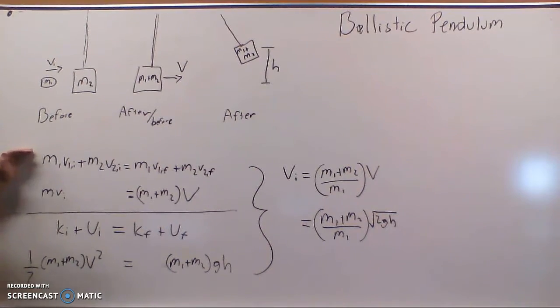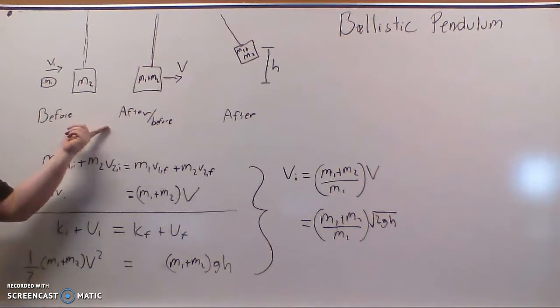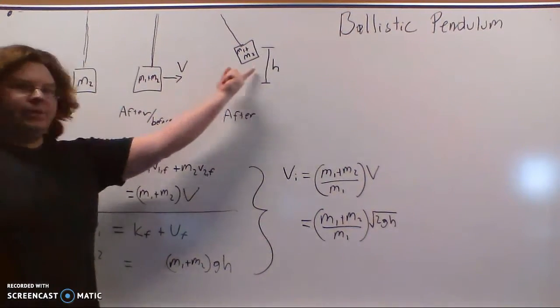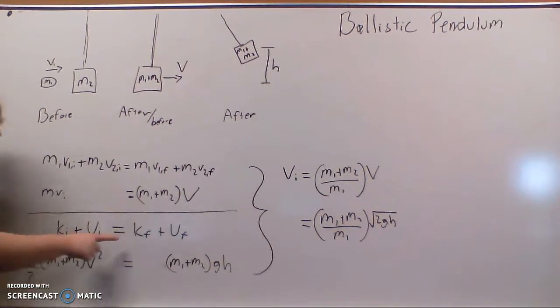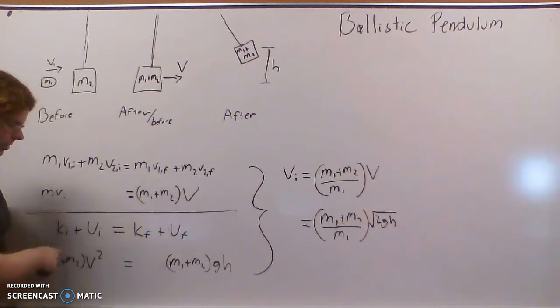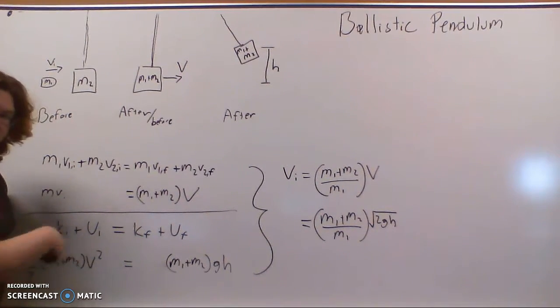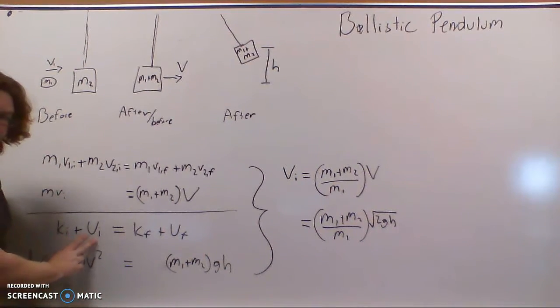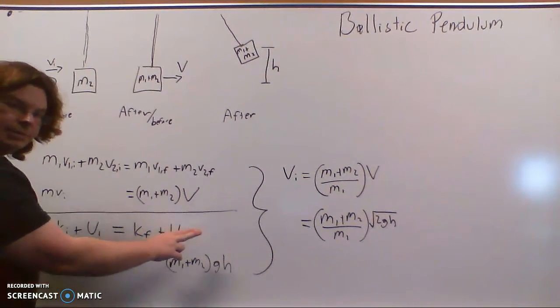Then we look at, okay, now we're done with the momentum part of this. We care about the conservation of energy as we go from here up to here. So we write down our full conservation of energy. We'll assume that there's only kinetic and potential energies in this system. So all the initial kinetic plus the initial potential equals the final kinetic plus the final potential.